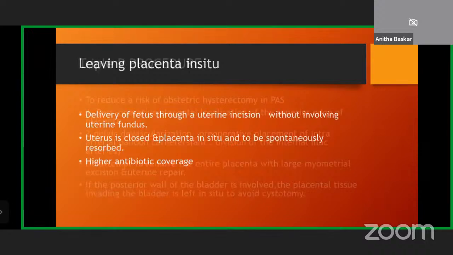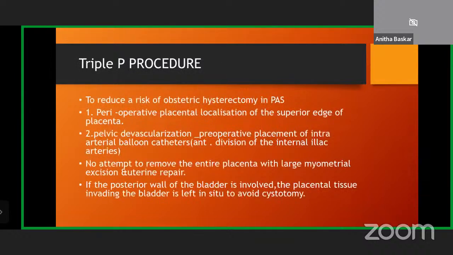This is to reduce the risk of obstetric hysterectomy in placenta accreta spectrum. First, what are the things you have to do? One is the peri-operative localization of the superior edge of the placenta. You have to identify where the superior edge of the placenta is, and placental devascularization can be done with an arterial balloon catheter, which should block the anterior division of the internal iliac arteries, where the anterior division includes the uterine artery.